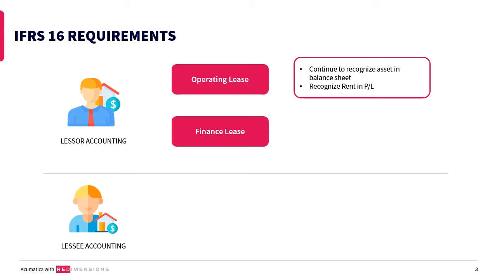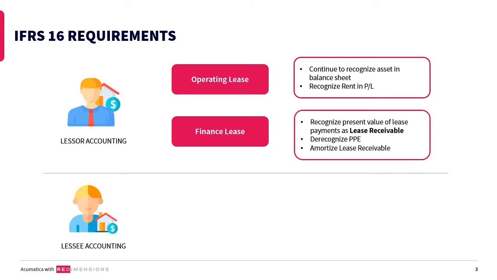Finance leases, on the other hand, are long-term, usually for the majority of the life of the asset, and substantially transfer ownership to the lessee. For this type of lease, lessors are required to remove the asset from their books and recognize a lease receivable equivalent to the present value of all lease payments. Compared to the previous standard, there are only minimal changes in the lessor accounting, because most of the changes are focused on the lessee.